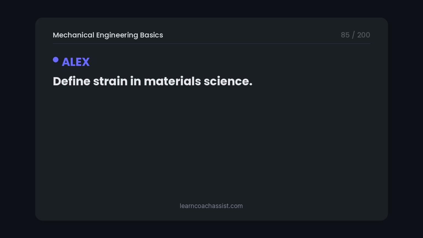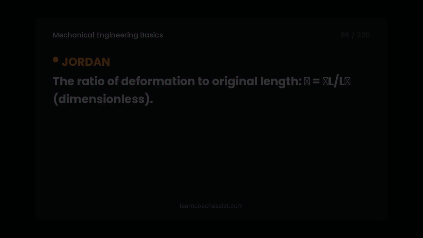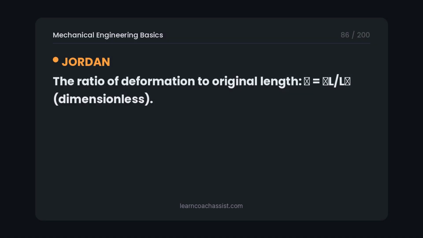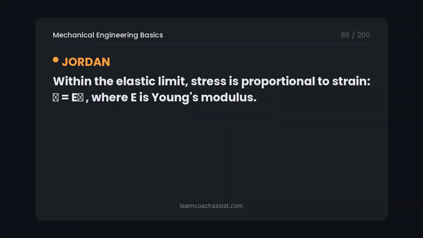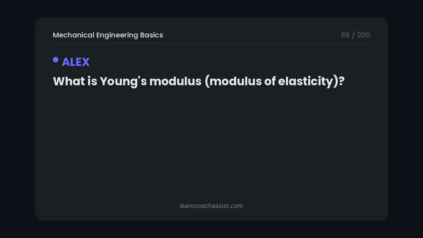Define strain in materials science. The ratio of deformation to original length, epsilon equals delta L/L, dimensionless. State Hooke's law. Within the elastic limit, stress is proportional to strain, sigma equals E epsilon, where E is Young's modulus. What is Young's modulus, modulus of elasticity?